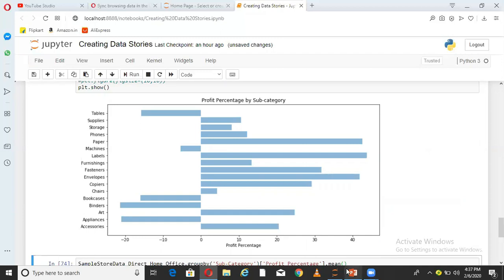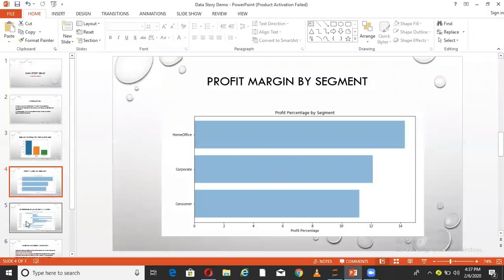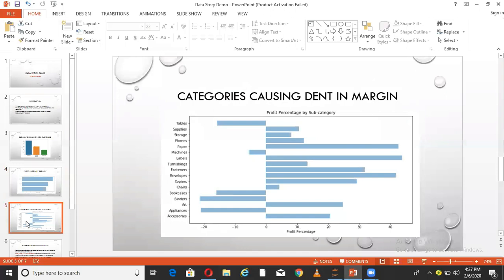So this information also should go in the story. What I'm saying here is categories causing dent in the margin. This is just for the consumer. So which categories are causing dent in the profit margin? Obviously tables, machines, bookcases, binders, all these things, right? Now I'm trying to create a flow here.